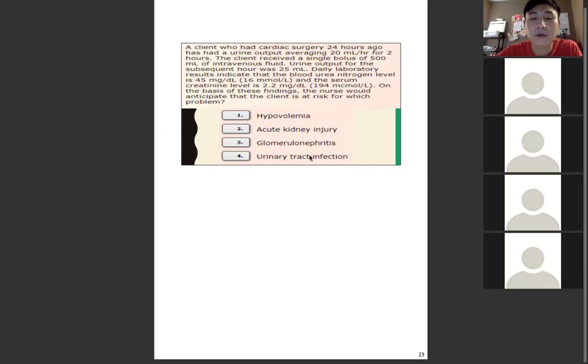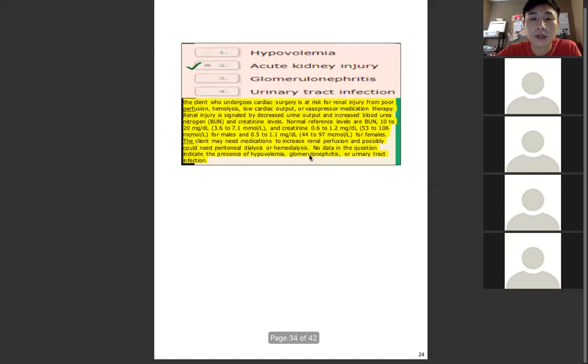Perfect, thank you. So I have 2 responses. It's acute kidney injury. So yes, this is a sign of acute kidney injury. The client who undergoes cardiac surgery is at risk for renal injury from poor perfusion, hemolysis, low cardiac output, or vasopressor medication therapy. Renal injury is signaled by decreased urine output and increased BUN and creatinine levels.